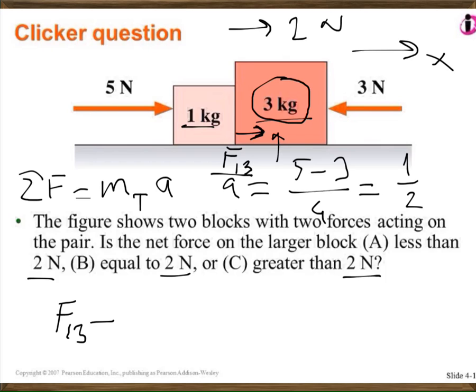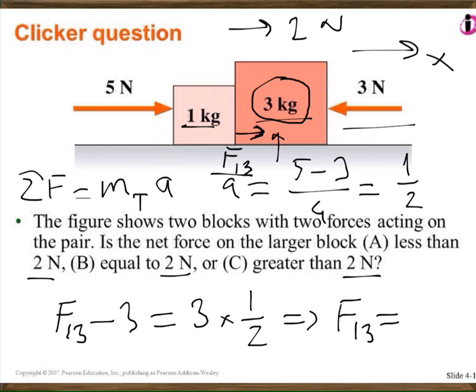F13 minus, because F13 is in the positive direction, right? Minus 3, because there is another force of 3 on the 3 kilograms, and this is equal to its mass, 3, times 1/2. All right? So from here, F13 is equal to 3 plus 3/2. 3 plus 3/2 is 4.5.